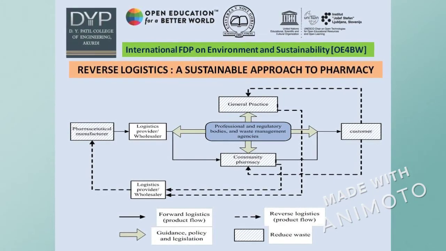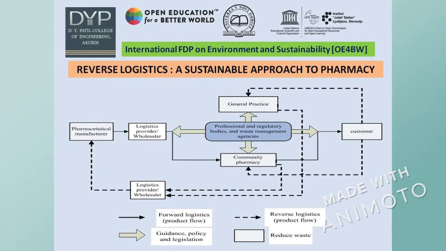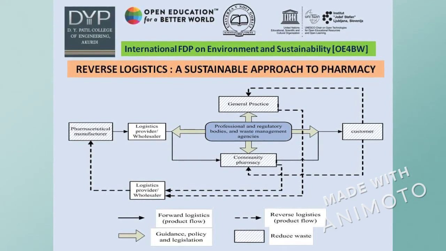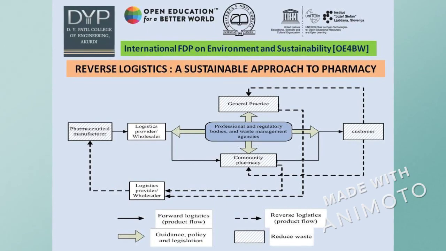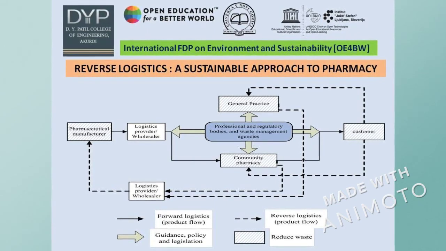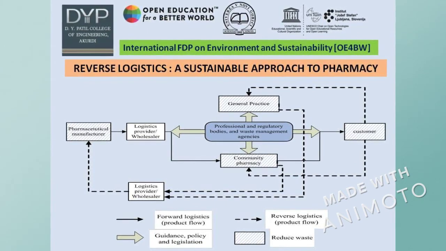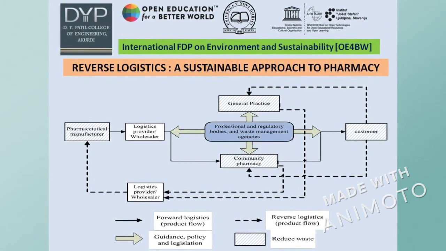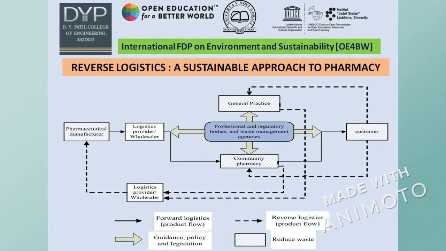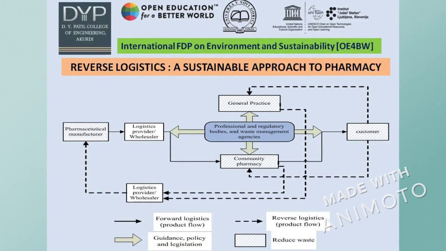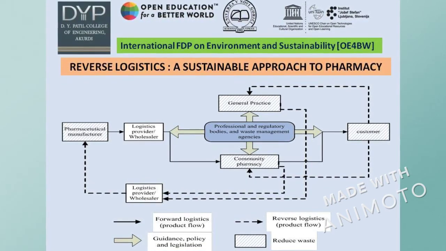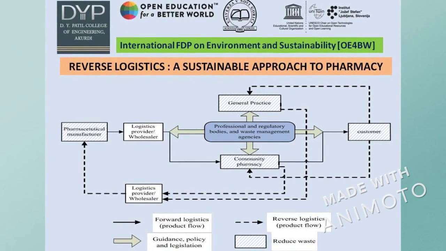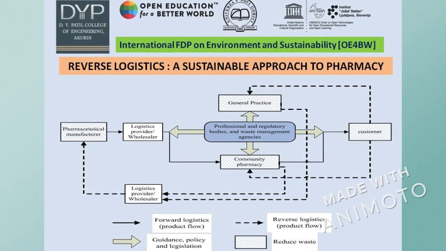A sustainable approach to pharmacy can be reverse logistics. Reverse logistics is a set of activities that is conducted after the sale of a product to recapture value and end the product's life cycle. It typically involves returning a product to the manufacturer or distributor for forwarding it on for servicing or recycling. Now, the following diagram represents how reverse logistics can be obtained in a pharmacy.